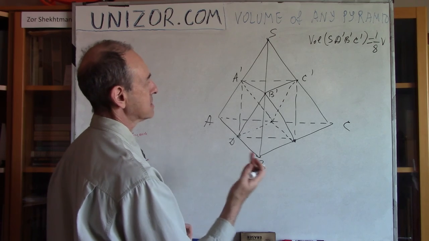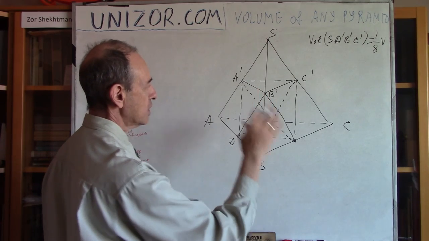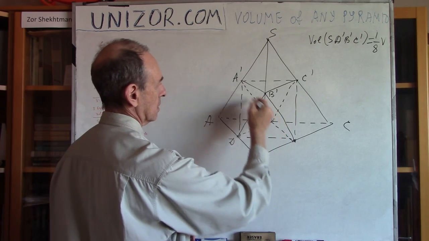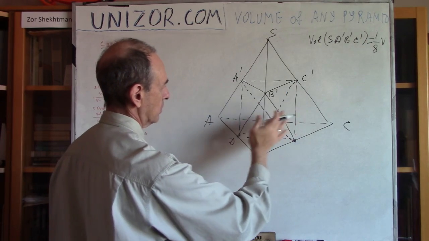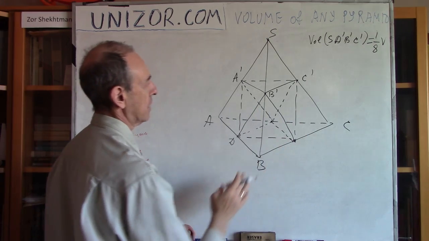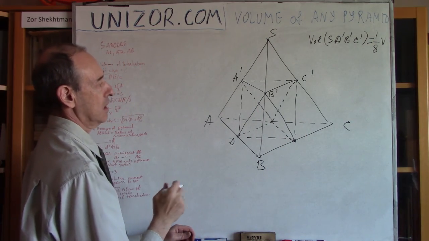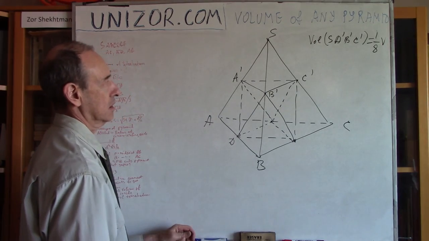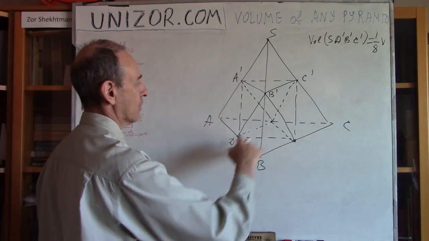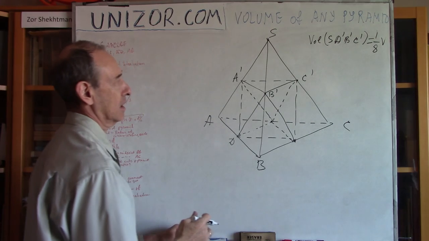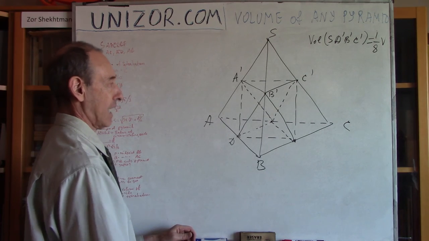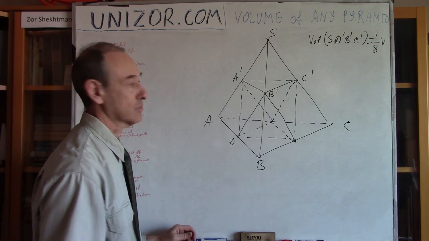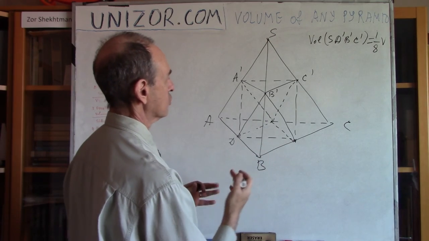So basically what I'm saying is that for each side we have to cut a piece of the main pyramid, which is equal to 1/8. So we cut all these four corners from S, from A, from B, and from C. And what's left is actually our octahedron, right? You just have to properly imagine it to yourself.